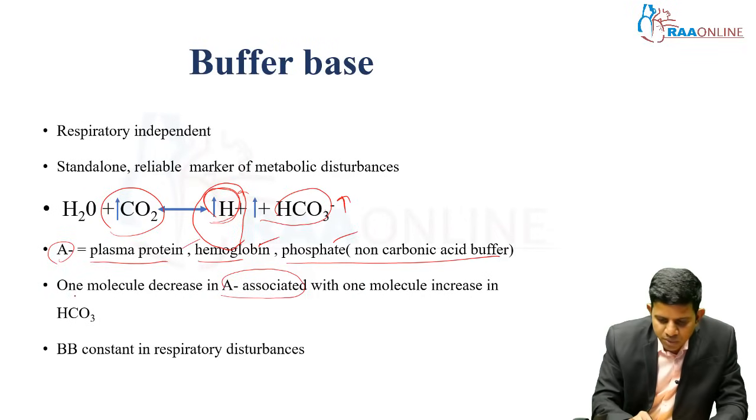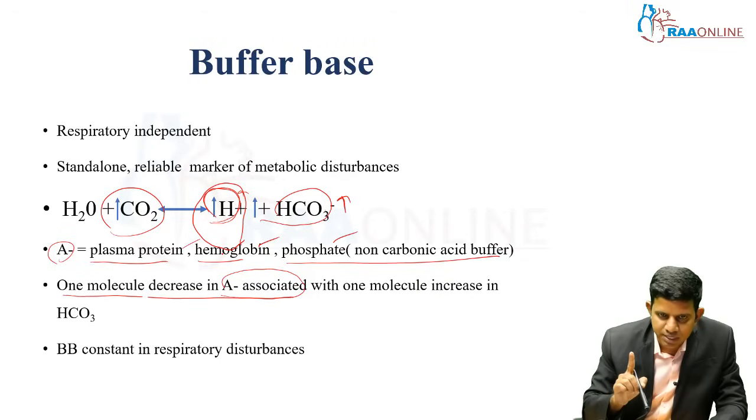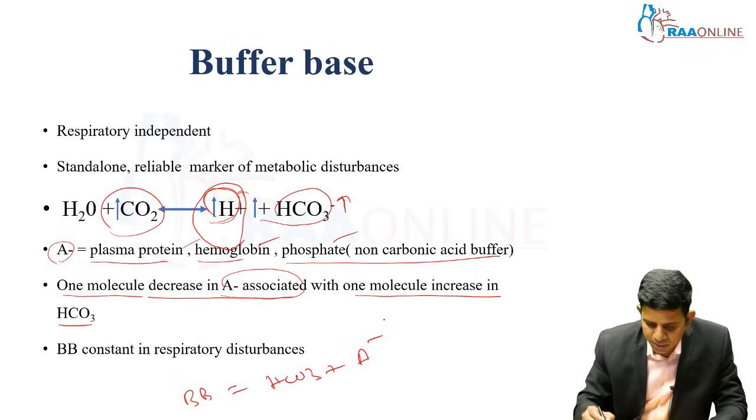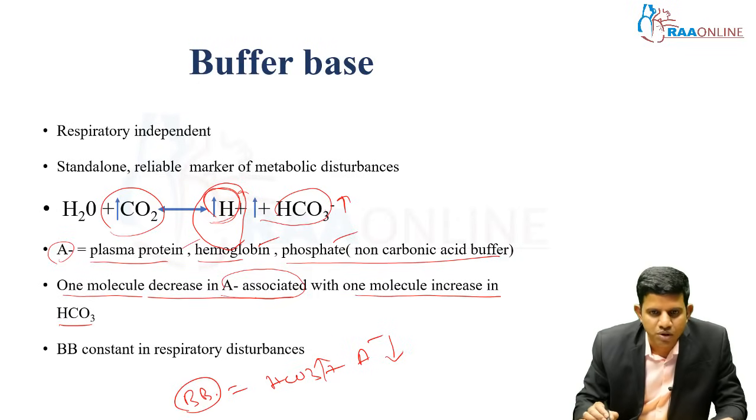So one molecule decrease in A minus, which means the non-carbonic buffer will decrease with each molecule increase of H plus ion, with also one molecule increase in the bicarbonate. Okay, the buffer base is equal to bicarbonate plus A minus. In respiratory acidosis, what will happen? The A minus one molecule will decrease, the bicarbonate one molecule will increase. What will happen? The buffer base will be constant. Okay, so it is respiratory independent.